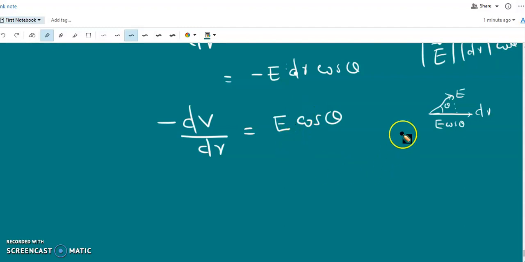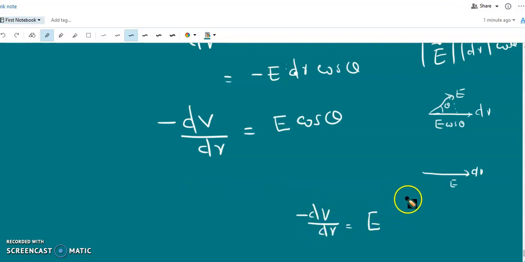Suppose we move a distance dr in the direction of E, then theta is 0, same direction, and minus dV by dr is equal to E. That means it is the maximum value. So we can say that the electric field is along the direction in which the potential energy decreases at the maximum rate.